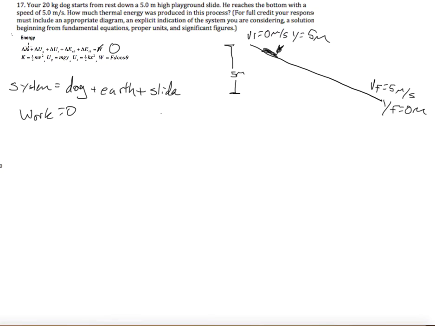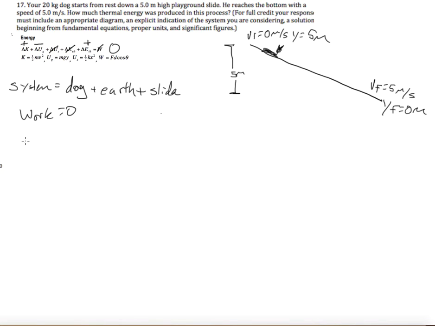And let's look at our energy equation. So delta K is going to be something going on. This dog's going to be speeding up, so we can say that's positive. It's going to be an increase in velocity. Delta UG, we know the dog's going down the slide, so that'll be negative. No spring involved, and the dog is just along for the ride, not burning any chemical energy. Delta ETH, it's going to be positive. We know we're going to be generating some thermal energy when the dog slides down the slide.